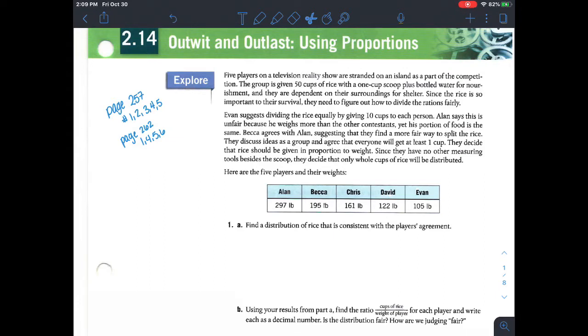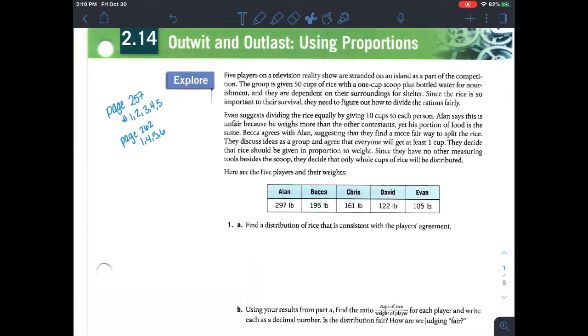They discuss ideas as a group and agree that everyone will get at least 1 cup. They decide that rice should be given in proportion to weight. Since they have no other measuring tools besides the scoop, they decide that only whole cups of rice will be distributed. The 5 players and their weight are shown in the table here. We need to find a distribution of rice that is consistent with the players' agreement.